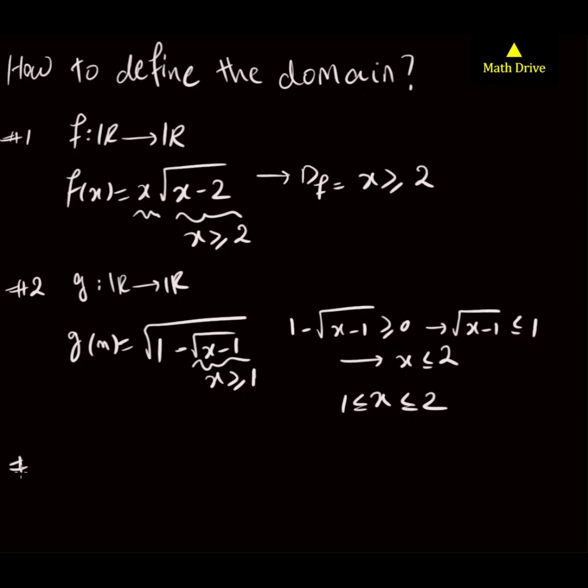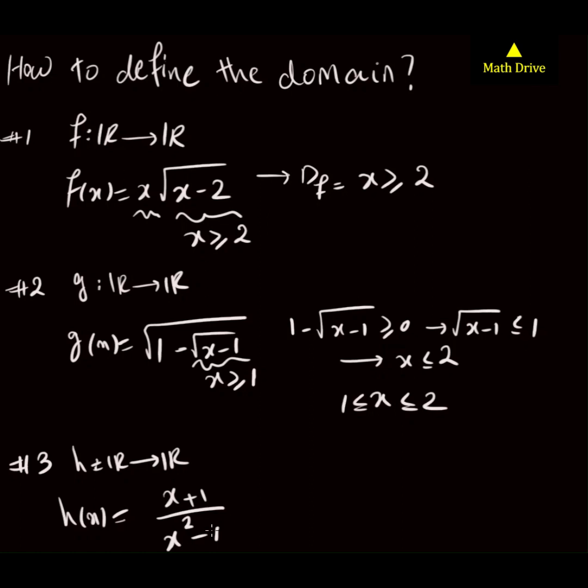Now let's look at the last example. Suppose that h is a function from, again, real numbers to real numbers, and h(x) is defined as x plus 1 divided by x squared minus 1.